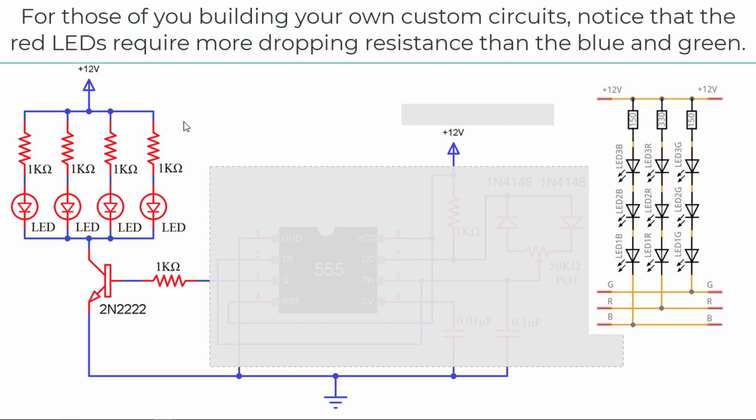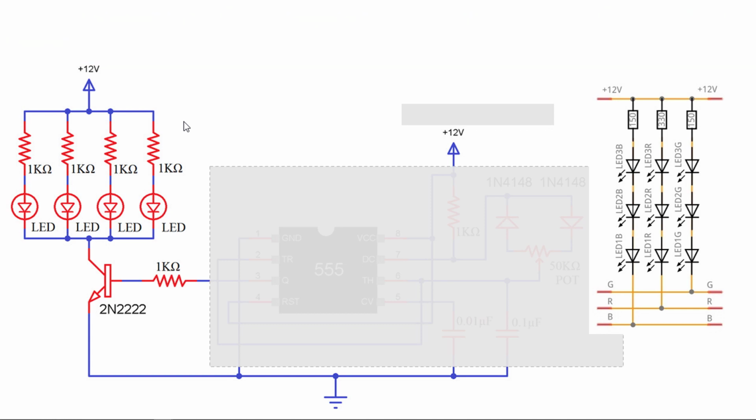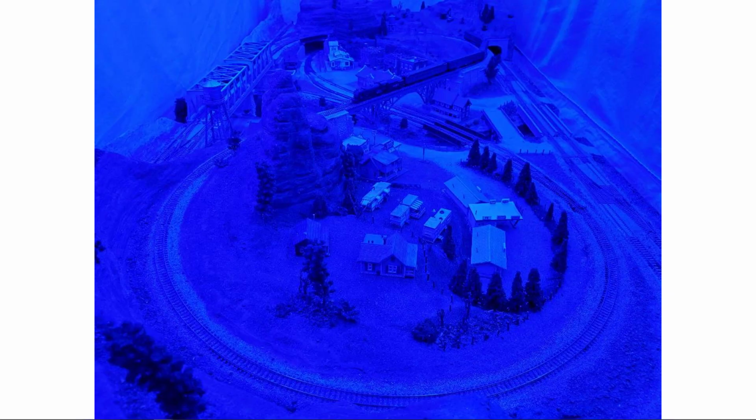So you have 3 blue with a dropping resistor, 3 red with a dropping resistor, and 3 green with a dropping resistor. Now, you don't need all these details to do LED lighting on your layout, okay? I'm just trying to cover everybody. Let's look at what the layout looks like with LED lighting on it.